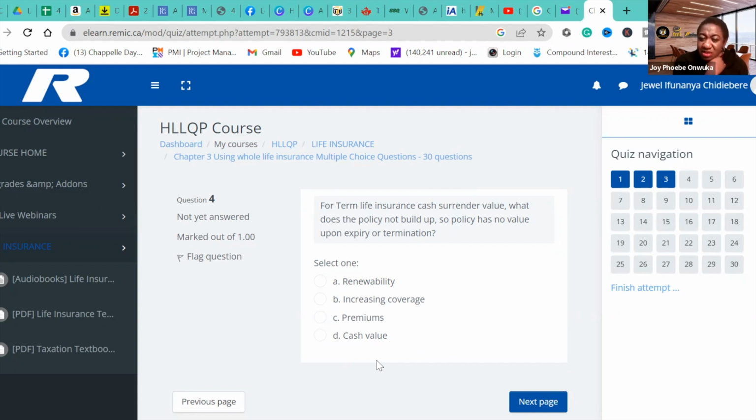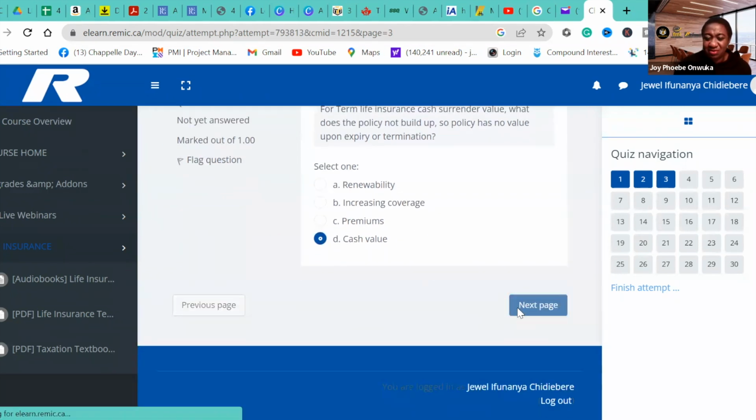What does the policy not build up? So policy has no value upon expiry or termination. Renewability, increasing benefit, premium, cash value. The term insurance doesn't build up cash value. Again, this is one of those questions that even as I'm reading it, it's not much requiring. Let's keep going.